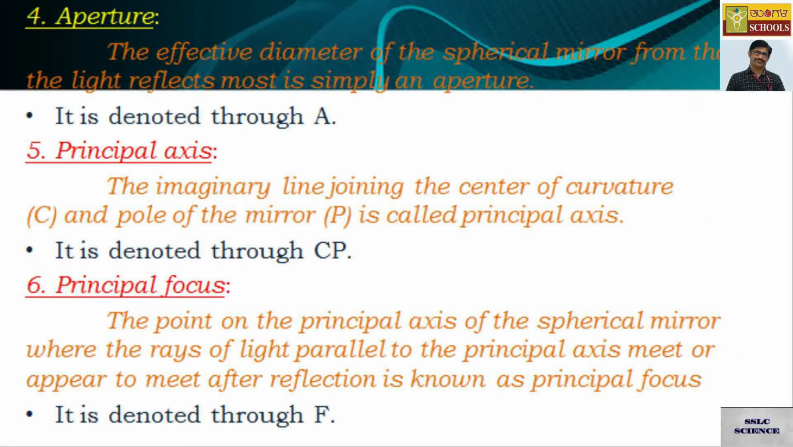Next one will be the aperture. The effective diameter of the spherical mirror from which the light reflects most is simply an aperture. An aperture is the effective diameter of the spherical mirror. The part from which the light reflects most, that effective diameter is taken as aperture.